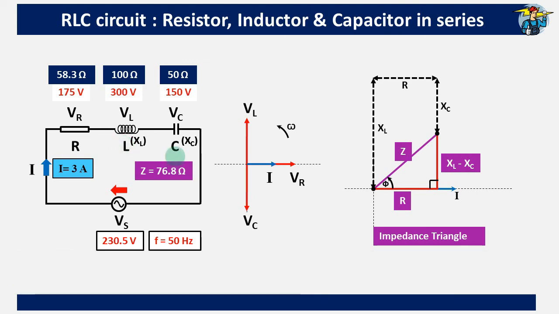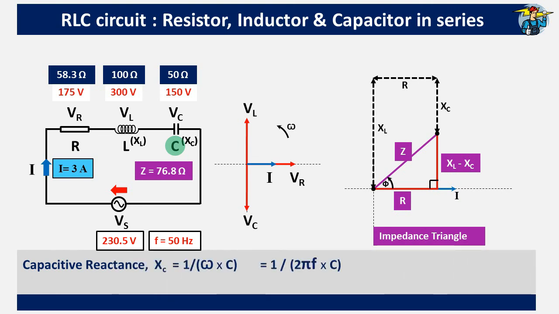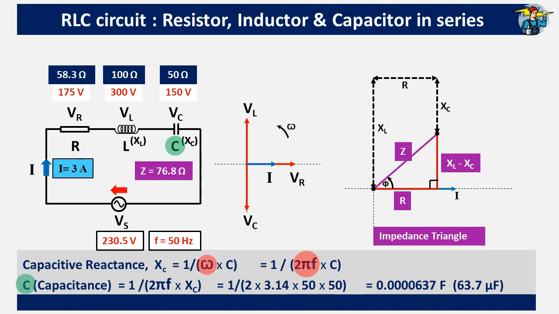To find the capacitance value, the equation is capacitive reactance equals 1 over omega multiplied by C. First, substitute omega with 2 pi f. Rearrange the equation to make capacitance the subject. Then, capacitance equals 1 over 2 pi f multiplied by capacitive reactance. After solving, you get 0.0000637 farads as the capacitance value of this capacitor. For easy reference, this value can be given as 63.7 microfarads.